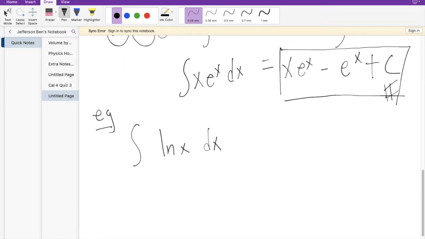In this case, we can't just integrate directly, right? We can't integrate ln x. We can integrate 1 over x: the integral of 1 over x dx is equal to ln x plus c. But we can't integrate ln x. So we have to think of a strategy or technique to integrate this function. We know that we might be able to use integration by parts.